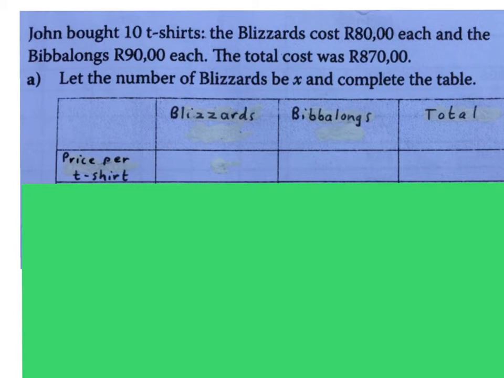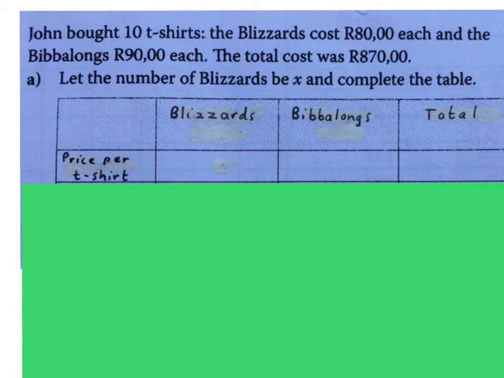They helped us in this question by saying, let the number of Blizzards be X, and then complete the table. You could make the Blizzards X or the Bibelongs X. It won't make a difference, but at the end you will see. Then on the left-hand side, I write the price per t-shirt. They told me here the Blizzards were 80 Rand, so I put it in here, and the Bibelongs were 90 Rand, so I put it over there.